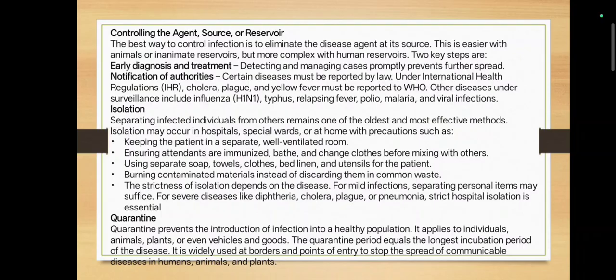Controlling the agent's source or reservoir. The best way to control infection is to eliminate the disease agent at its source. It is easier with animals or inanimate reservoirs, but more complex with human reservoirs. Two key steps are early diagnosis and treatment, and second is notification of authorities. So, early diagnosis and treatment includes detecting and managing cases promptly, which prevents further spread, and notification of authorities, in which certain diseases must be reported by law.